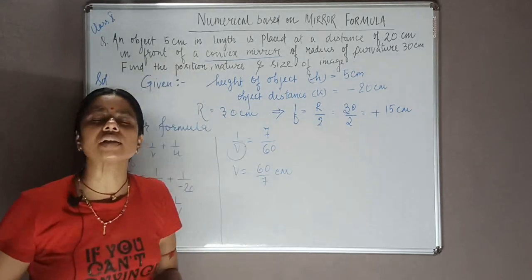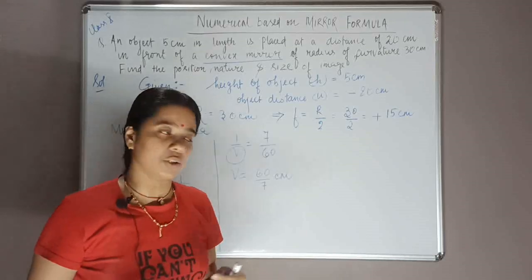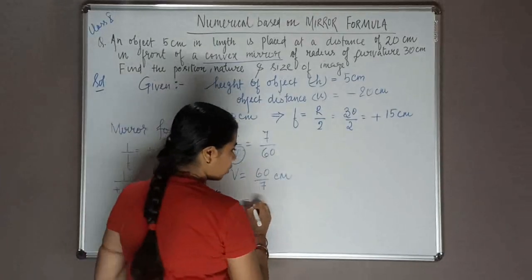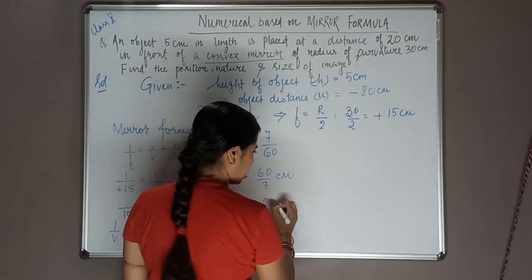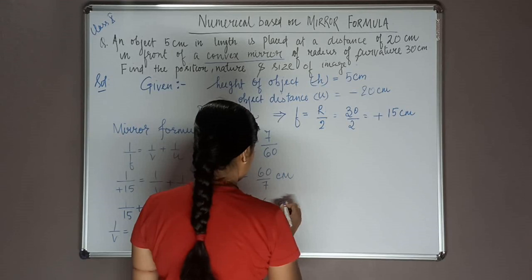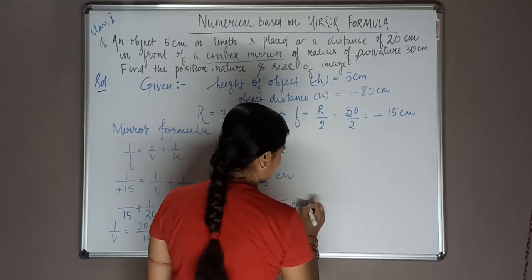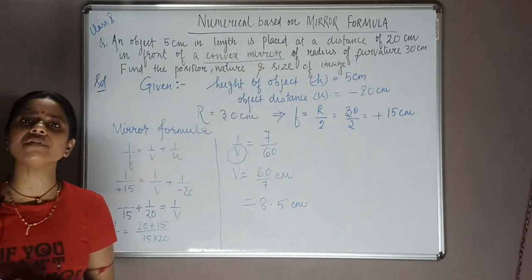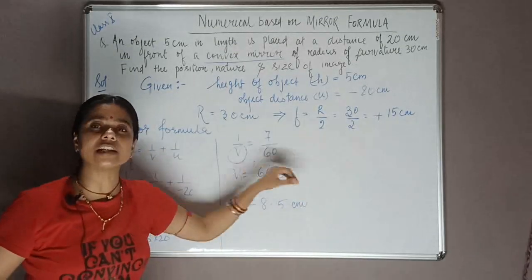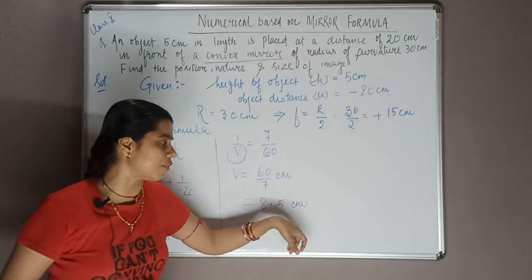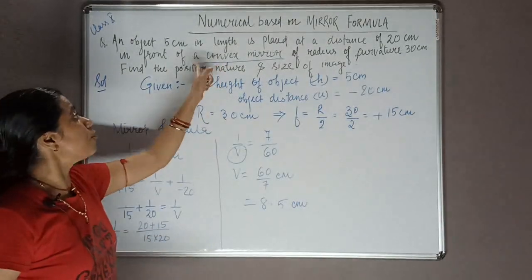Now we always know that distance cannot be written as a fraction, it has a unit. So here we will find 60 by 7, which is approximately 8.5 centimeter, or you can go further also. I have just taken it to one decimal place. It is 8.5 centimeter. This is the approximate position of the image.